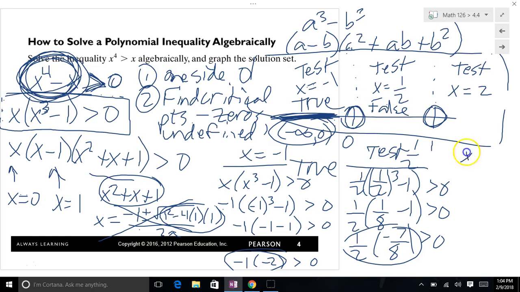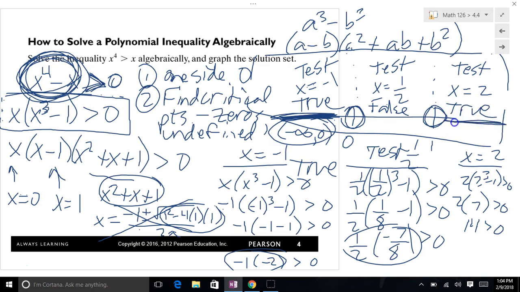Okay, similarly for x equals 2, I'm going to test the 2. So I got 2 times 2 cubed minus 1. Is that greater than 0? Well, 2 times 7. Is that greater than 0? Sure, 14 is greater than 0. So this is true out here. So all this area then is part of it. From 1, I'm sorry, this is a critical number of 1. From 1 on, it'll be above the x-axis.